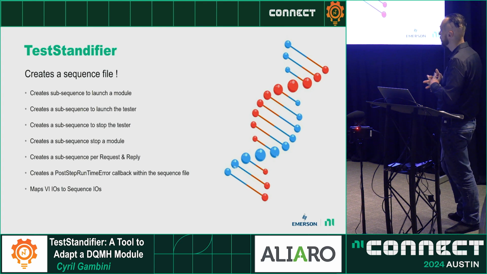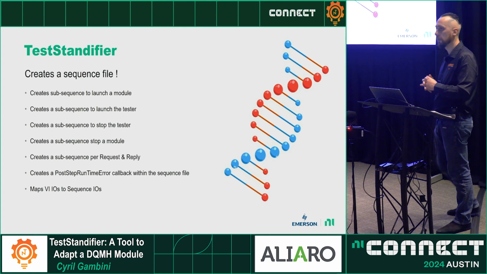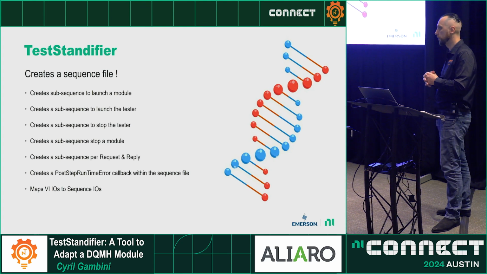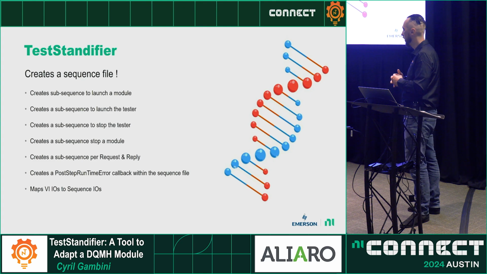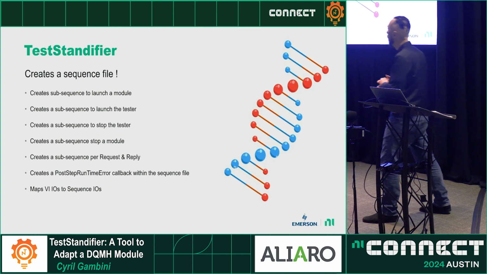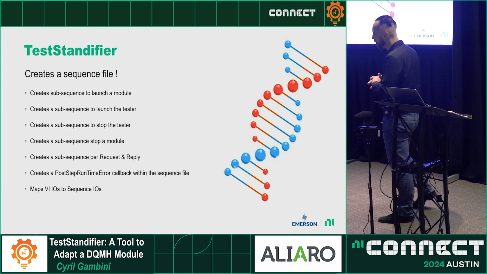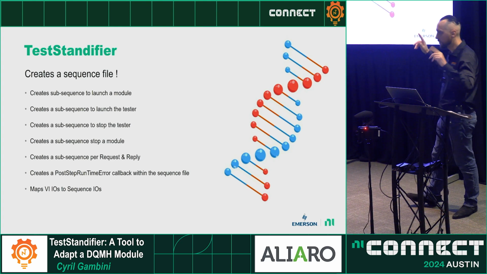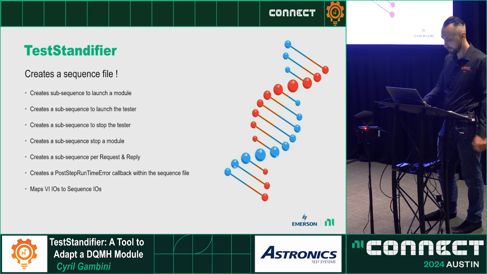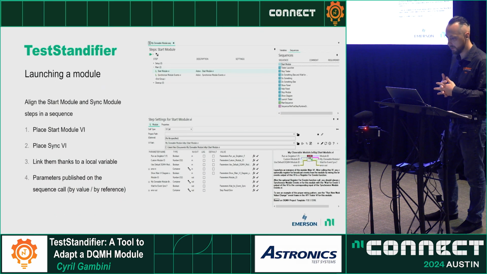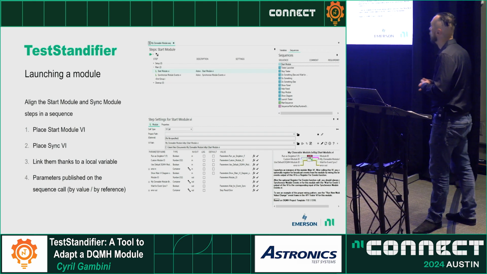We even handle enums. So enums are a specific type, and they are very useful. And so we do special things to actually create enums into the sequence file and map the enums onto the VI IO. And this way you will have enums directly into TestStand. So what does it look like, actually?